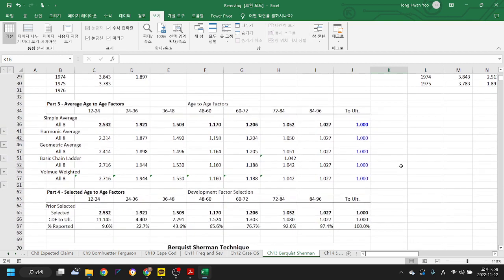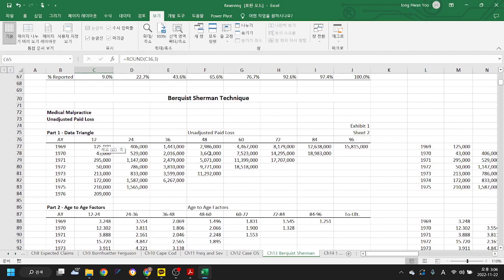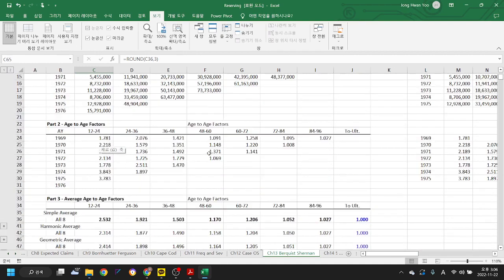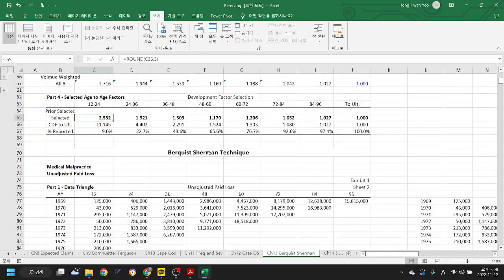Even though I didn't put any tail factor here, just for illustrative convenience, you can choose something. But here, you just select the simple average of all 8 years, to compare. We can call this a result from ILDM.